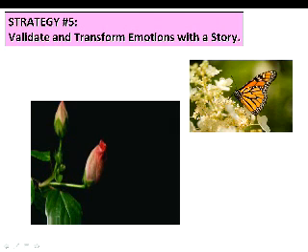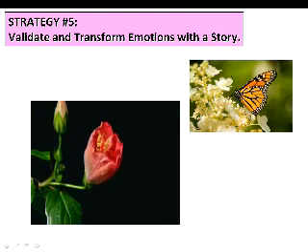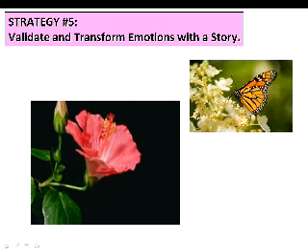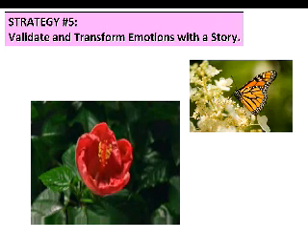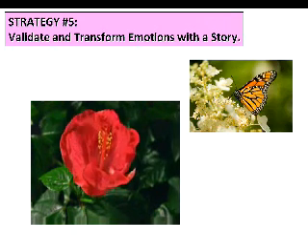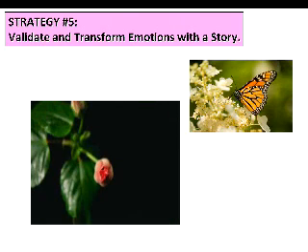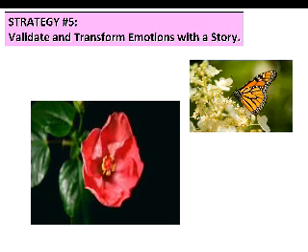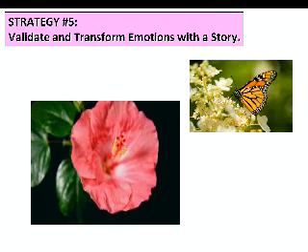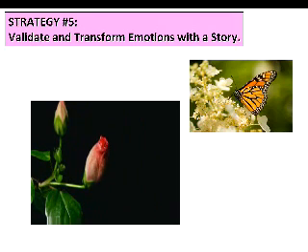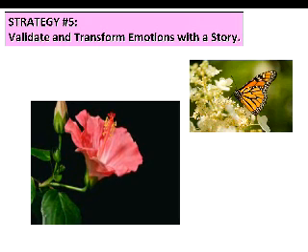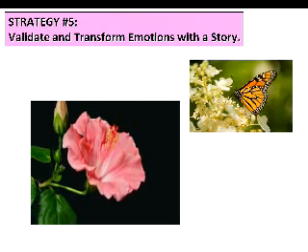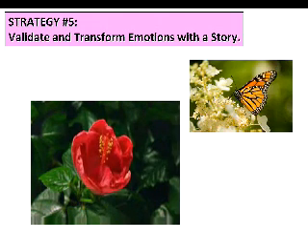Strategy number 5, validate and transform emotions with a story. In a group, you've got so many different feelings going on, and oftentimes, if we're just attending to the content from that earlier slide, we're missing all of the emotions. What a story does is it allows us to demonstrate that we are on the same frequency. By sharing stories and eliciting stories from the group, we're able to open up, just like this hibiscus flower, we're able to get people to open up into a space of trust, into a space of sharing.